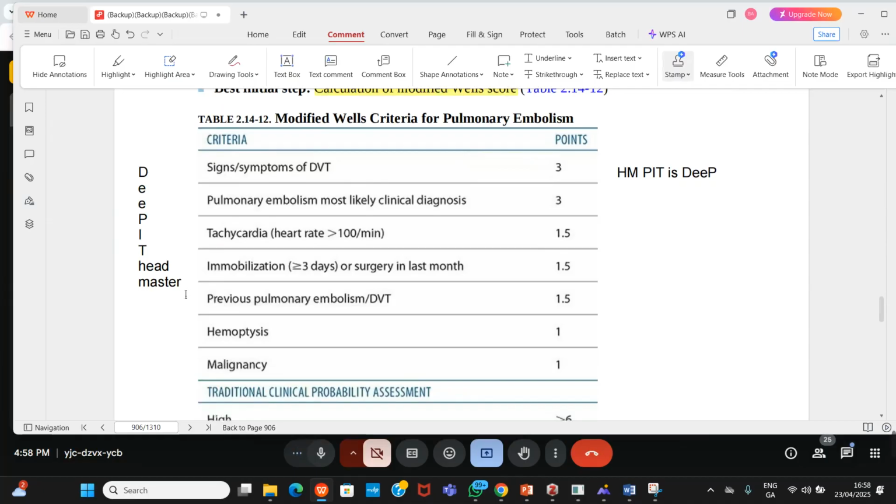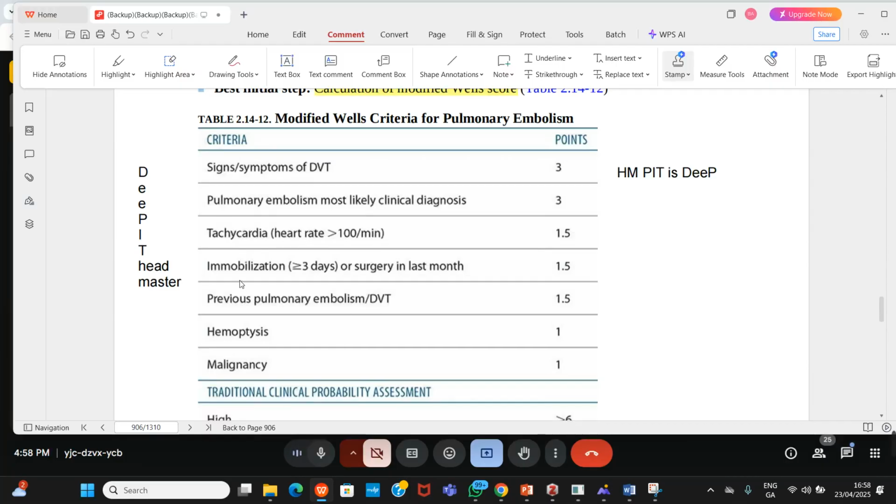The best next step, when we see somebody having sudden onset difficulty in breathing, tachycardia, tachypnea, pleuritic chest pain, fever, hemoptysis, is to calculate the modified Wells score in our mind. In the options, we are not going to be saying calculate Wells score. No, nobody is going to put that there. In our mind, it should be a reflex. Automatically, I want to calculate the modified Wells score.